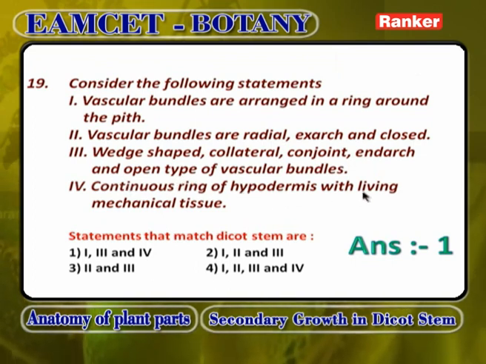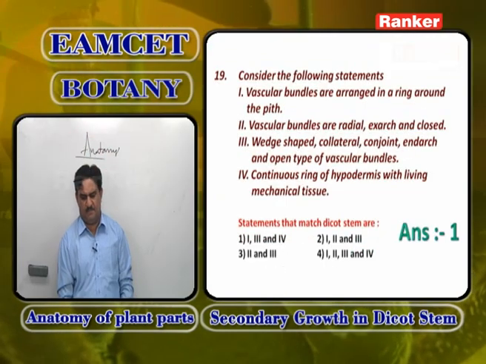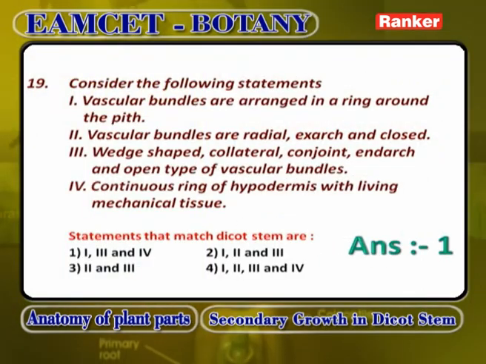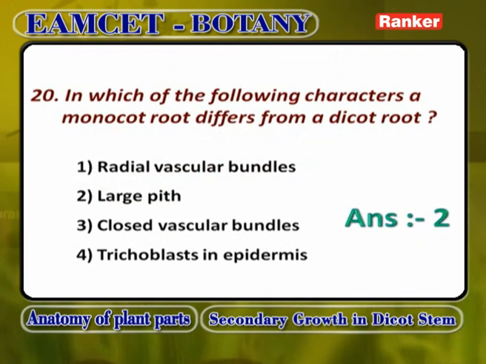Continuous ring of hypodermis with living mechanical tissue is correct. It means collenchyma. So, in some plants it is present as a continuous ring of hypodermis with living mechanical tissue. So, answer for this is 1, 3, 4. Second is wrong because vascular bundles are not radial, exarch and closed. Radial, exarch, closed, all three are not at all related to a dicot stem. So, 1, 3, 4 comes under the answer.